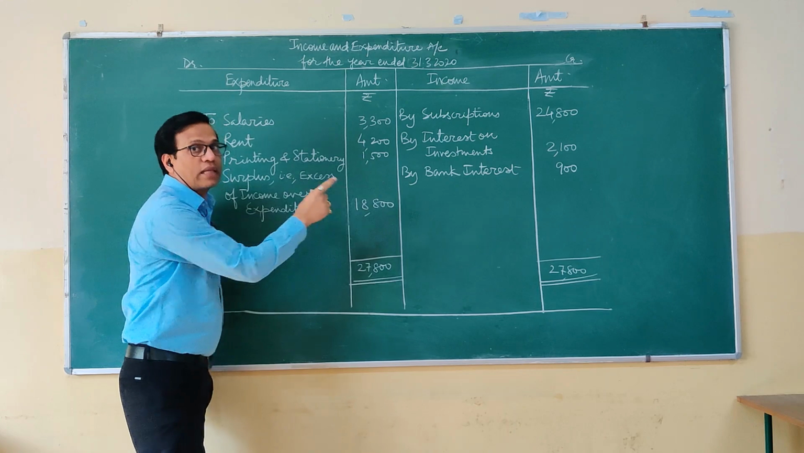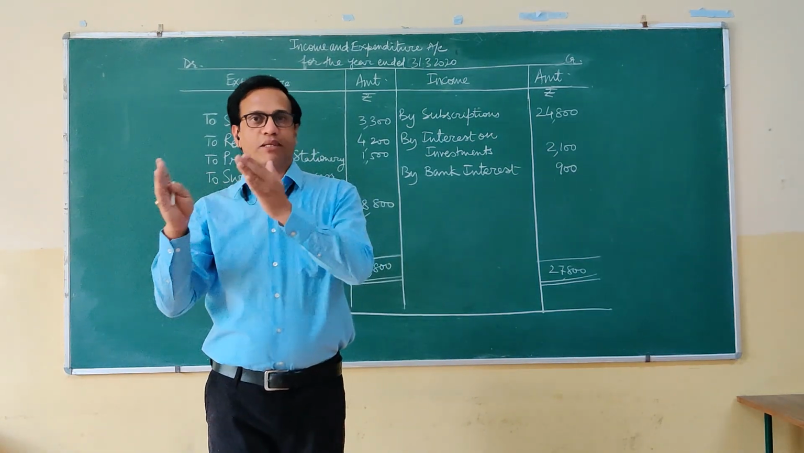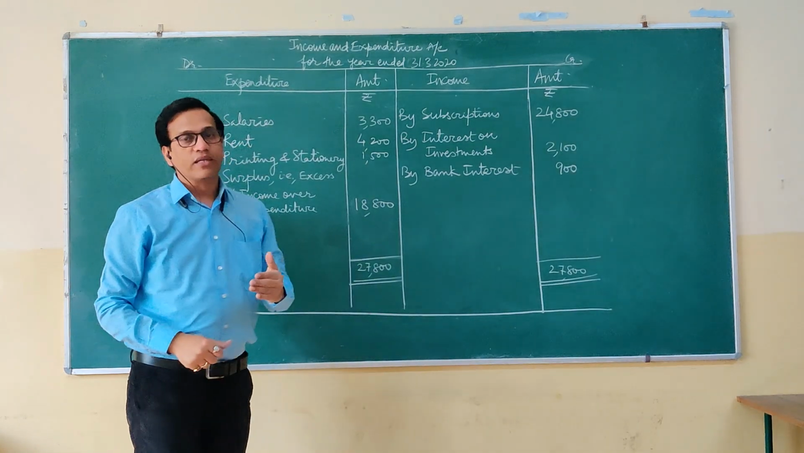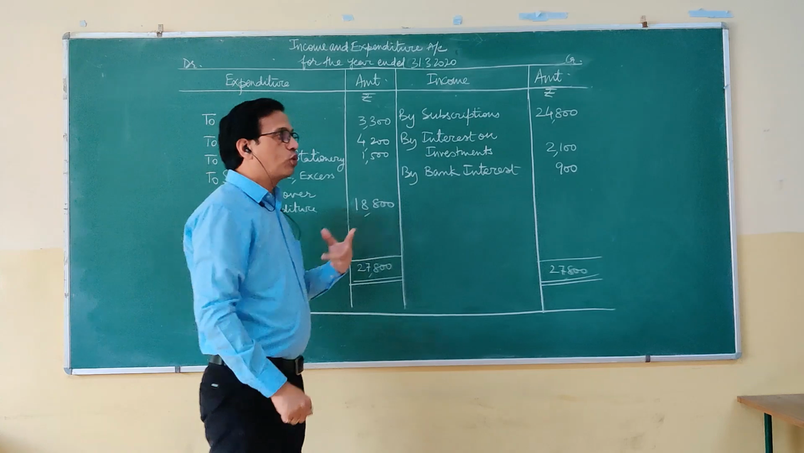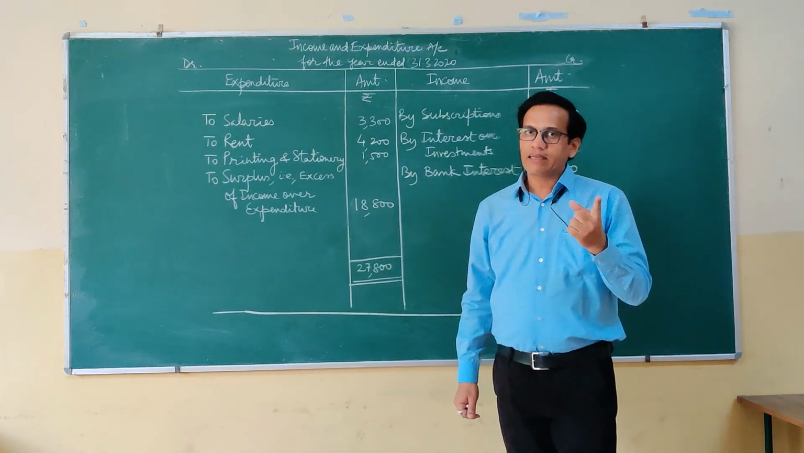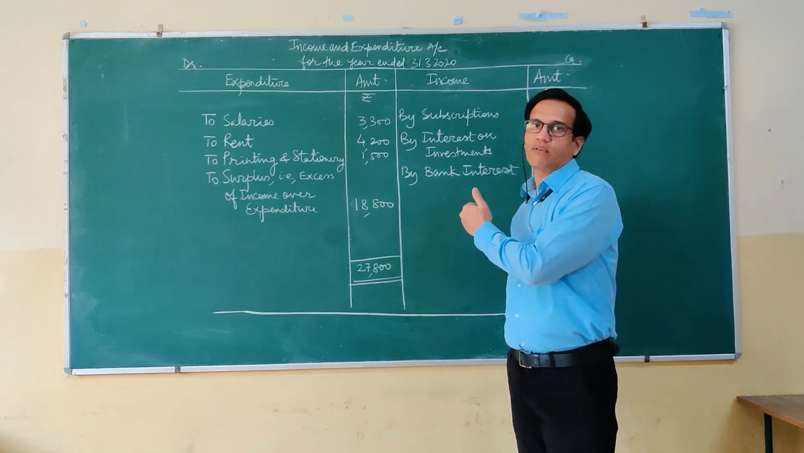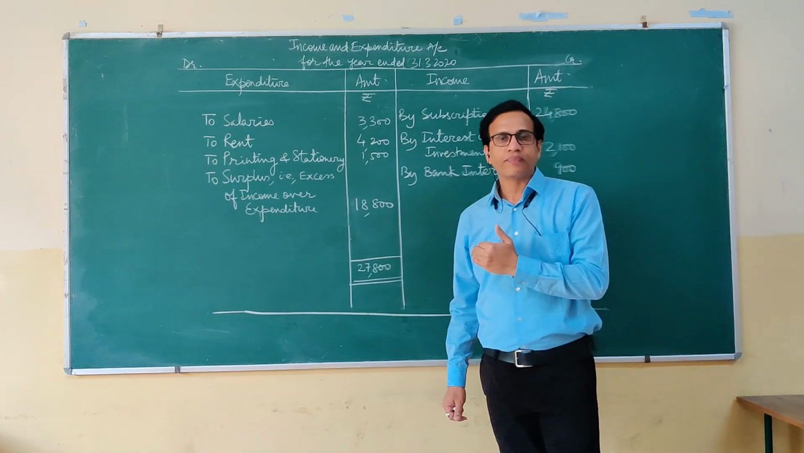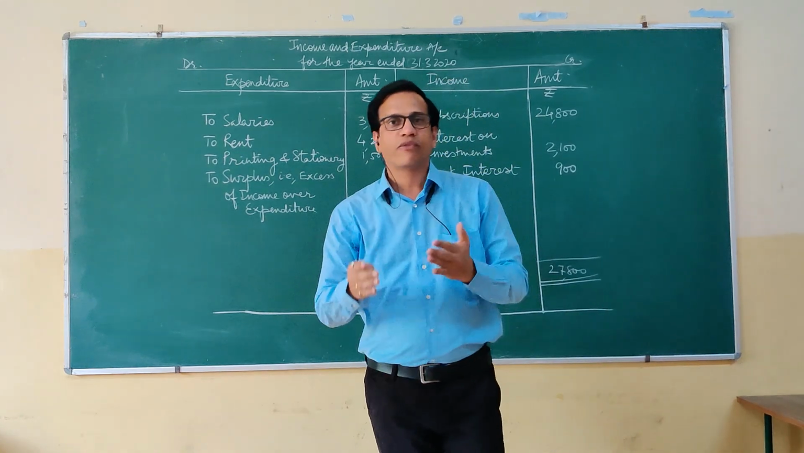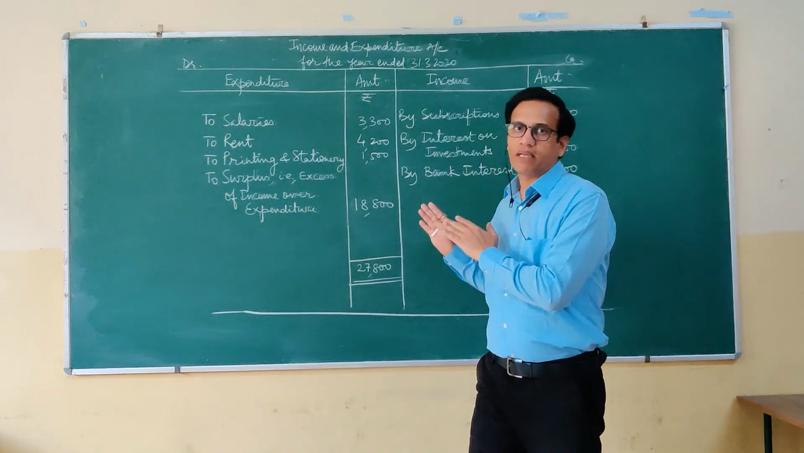This surplus then will be taken to the capital fund amount on the liability side of the balance sheet. So this way, two questions we have done. Two types of questions to prepare income and expenditure account can be given. Either simply all the items are given along with the adjustments, as we have seen in the first question of today's class, or it can be given to prepare from a receipts and payments account. Both the methods we have seen.